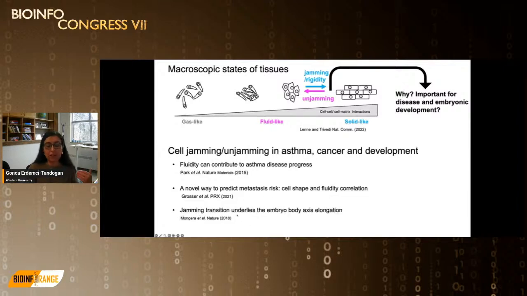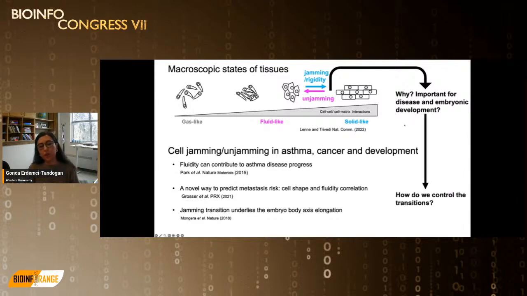And in another study, they show that there's a jamming transition happening while a zebrafish forms its body axis, while a zebrafish is developing and going through the body axis elongation morphogenetic process. So these are exciting studies in the last 10 years or so, and they support this exciting hypothesis that phase transitions could be important for disease and proper embryonic development.